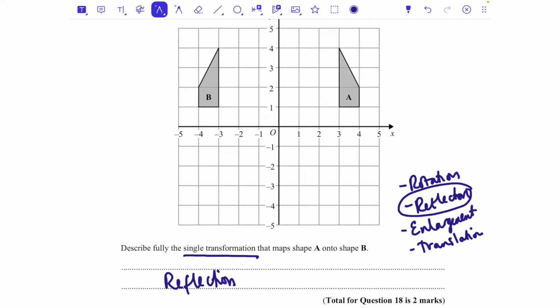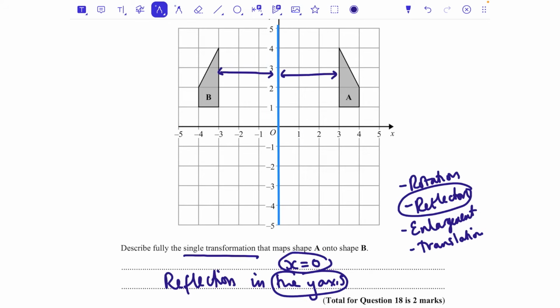And then for the second mark, we need the mirror line. I'm going to grab my ruler here, and it is actually going to be this line here. We want to make sure that we're the same distance away from the mirror line on both sides, and we can see that that is 3 boxes away on each side, so that is going to be correct. So here you could say reflection in the y-axis, but the y-axis is also called the line x equals 0, so that would be absolutely fine, or that would be absolutely fine. Either of those would get you the mark.